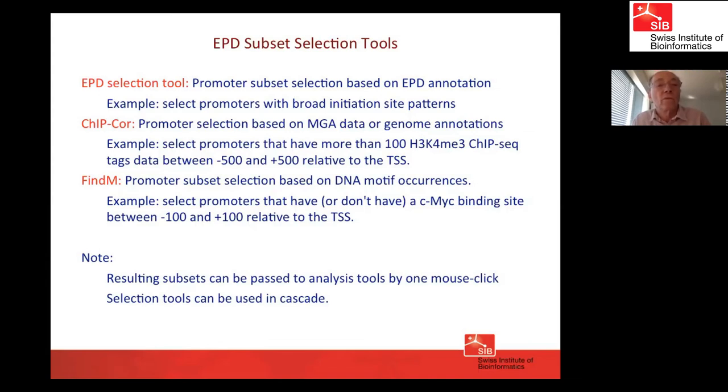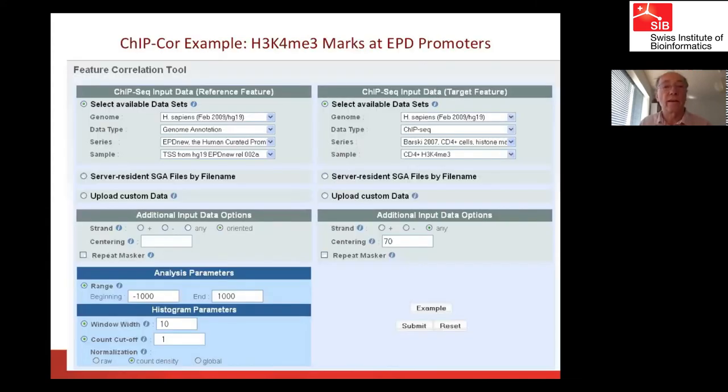But there's also FindEM. It's a program from the SSA batch. It works in a similar way as OPROF, but rather than plotting a profile of motif occurrences, it selects promoters that contain a certain motif. And these tools can be used in a cascade. So again, this is partly redundant.